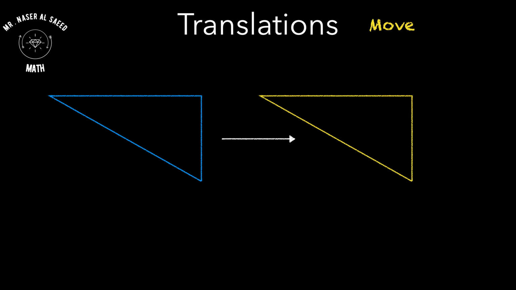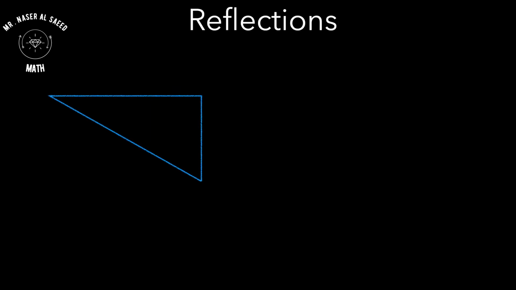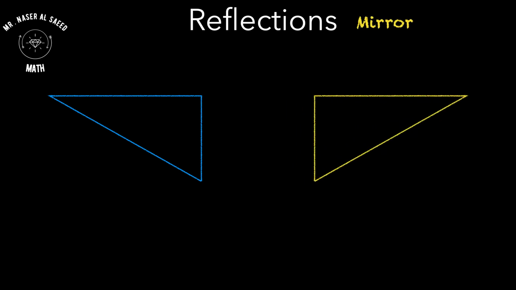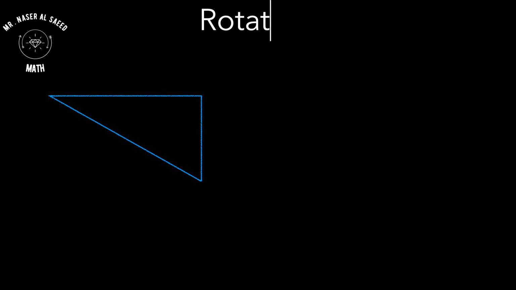A reflection is going to mirror the shape, so the shape stays exactly the same. It just mirrors itself. So you draw a line of symmetry, and then each shape is an equal distance from the line of symmetry, and it's looking right back at itself.